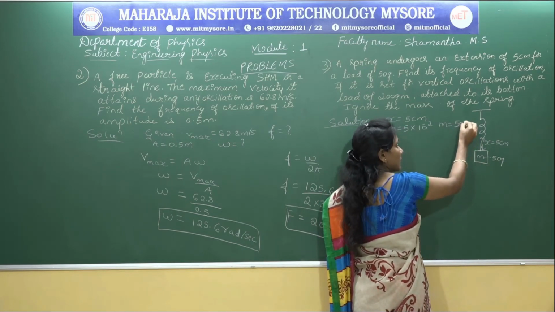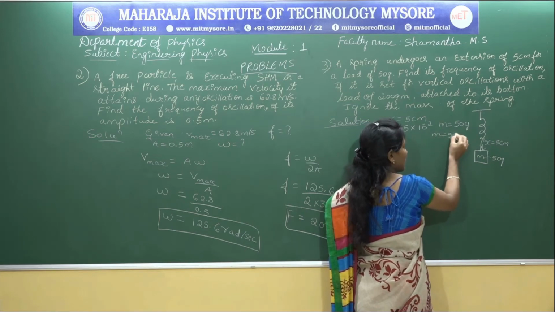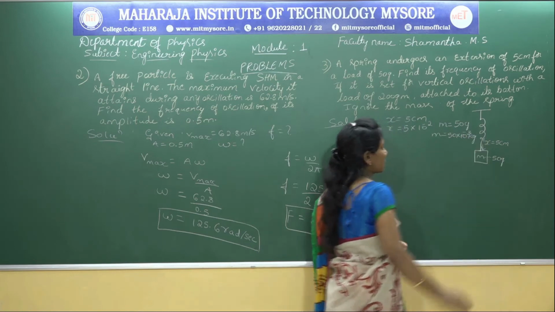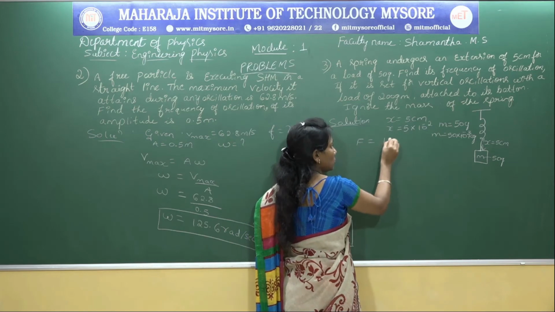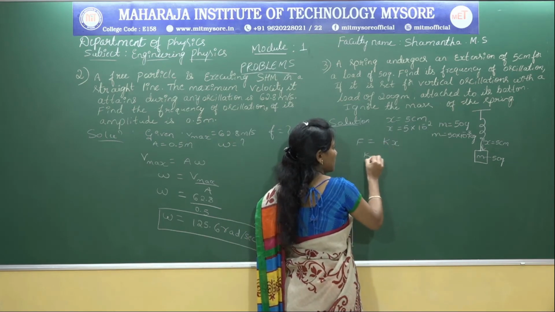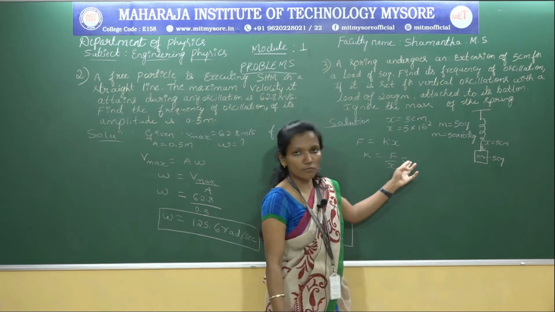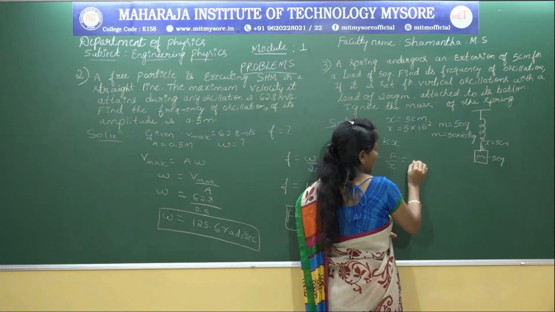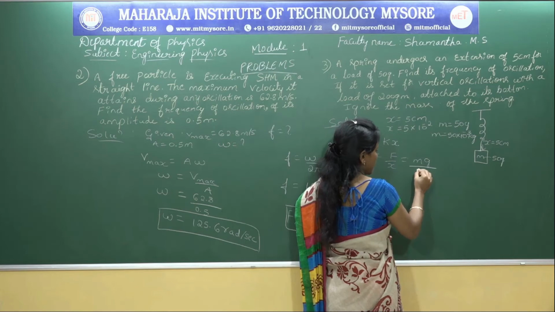So how to convert? Divide by 1000, then that 50 gram will become 50 into 10 raised to minus 3 kg. Okay. So now what is the formula we have? F is equal to kx and k is equal to F by x. And what is the force formula? That is m into g divided by x.